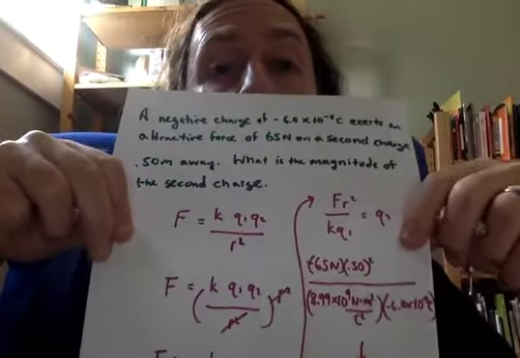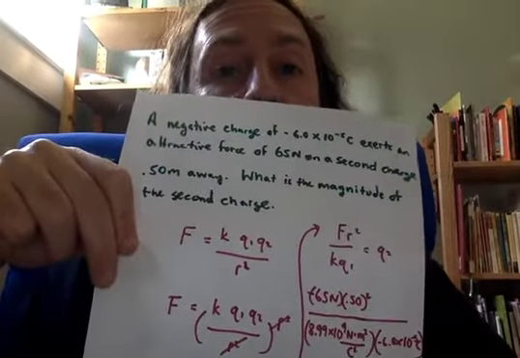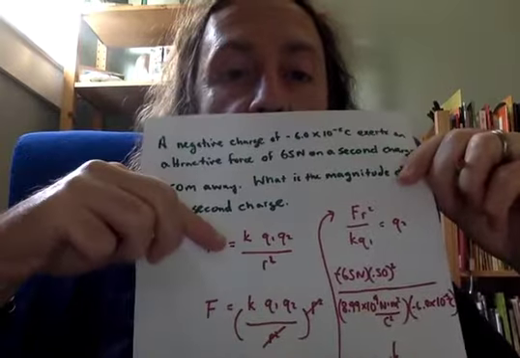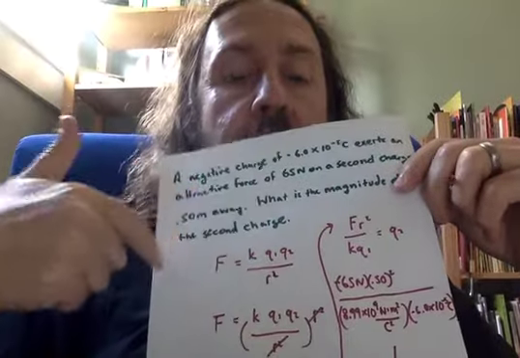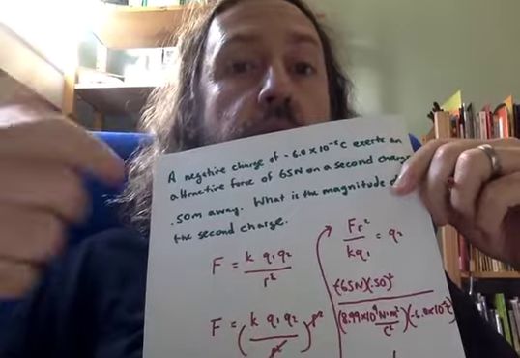Now, watching me do it is one thing. What you really need to do is shut down the video, write the problem down, and then solve the problem again. Go back, look at the Coulomb's law problems on the assignment.